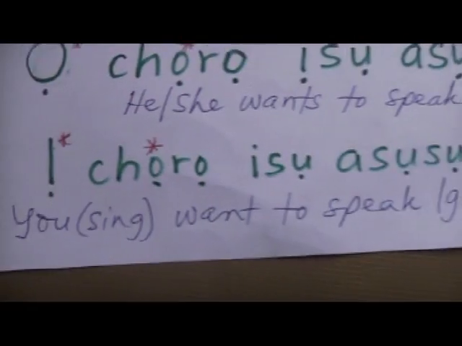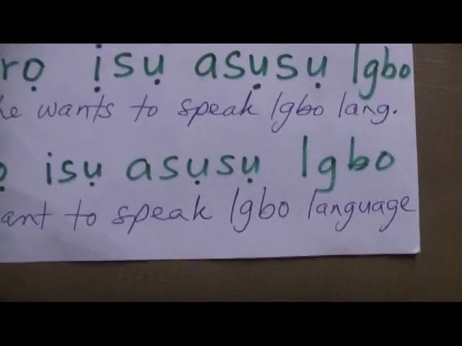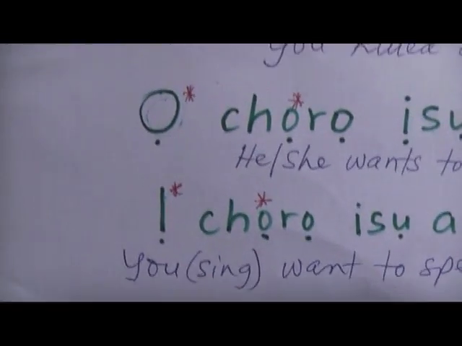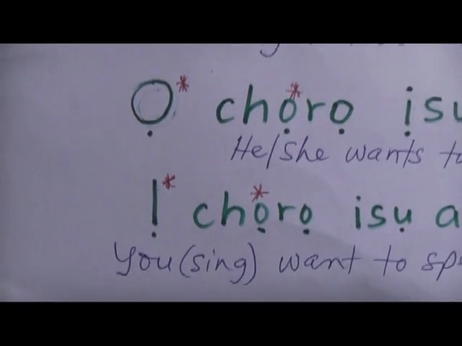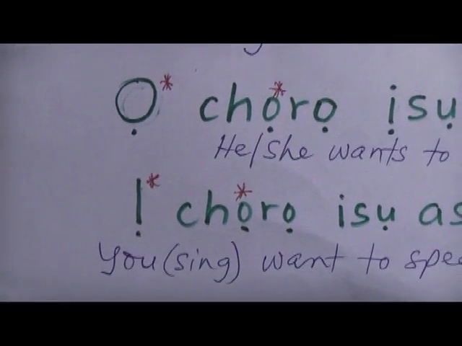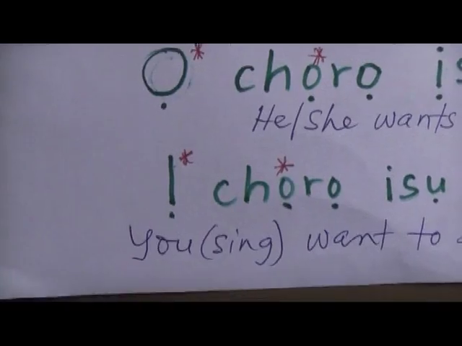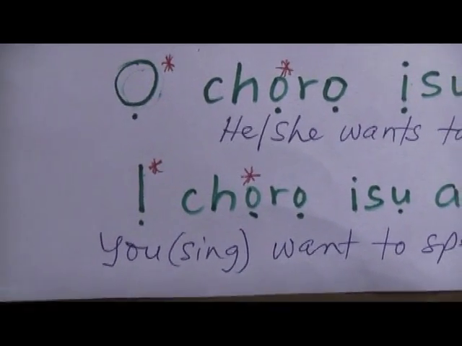Ị chọrọ ịsụ asụsụ Igbo. That's the same thing here. I is a soft vowel, udumenfe, and ọ is another soft vowel. So there's agreement. Ndakọrịta ụdaume.